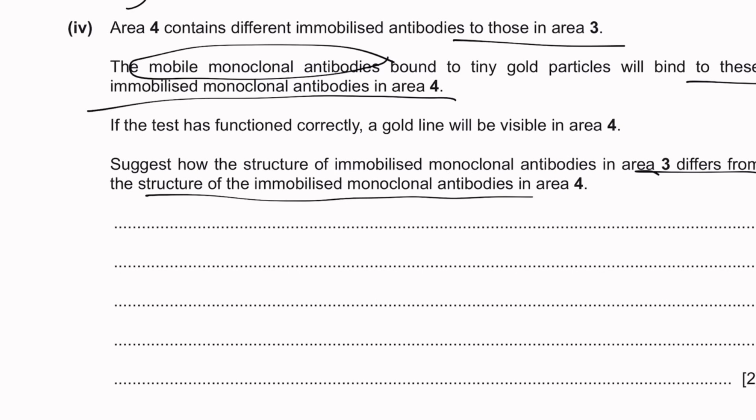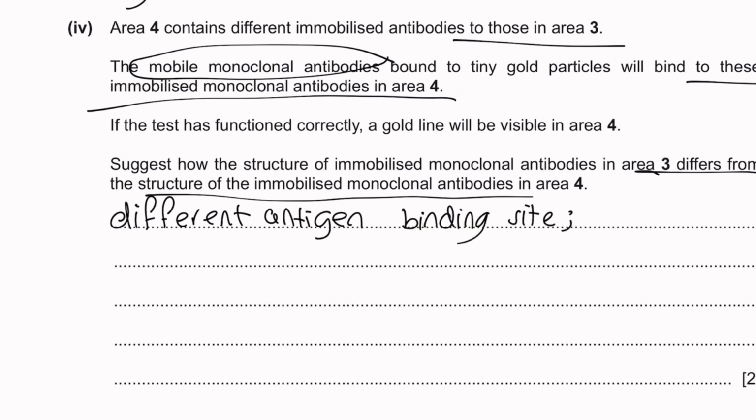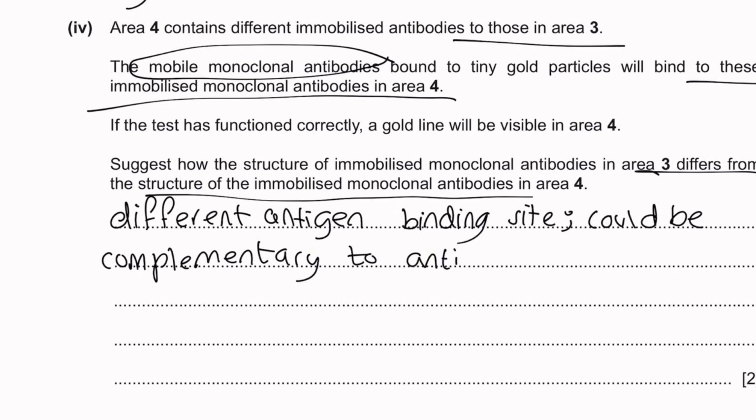polypeptide chains. Now let's go ahead and just write down that it's going to have a different antigen binding site. And let's suggest something, so a different antigen binding site could be, for example, complementary to antibody itself, for example antibody instead of protein, and then you can mention why they're different.